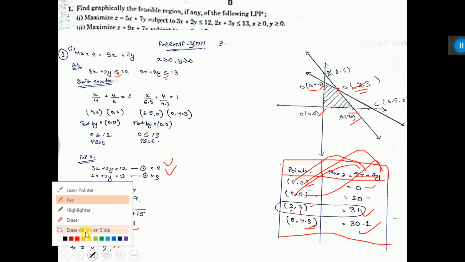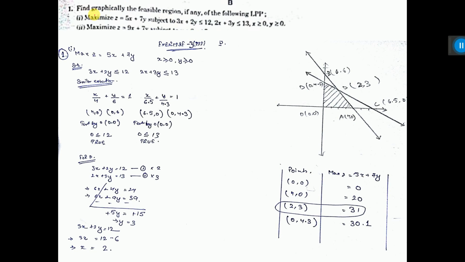Now the question is, what will be the solution? Since the question is to maximize z, the maximum value will be the solution, 31. So max z is at x equal to 2 and y equal to 3. This value is maximum, so that is our required answer. If the question asks to solve the problem graphically, this is how to do it. That's all.